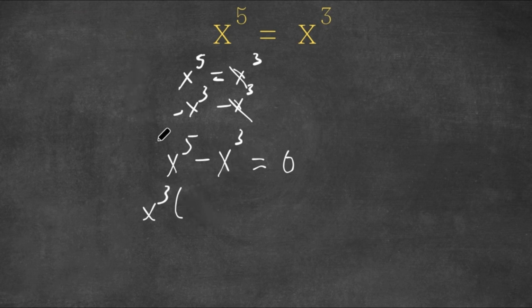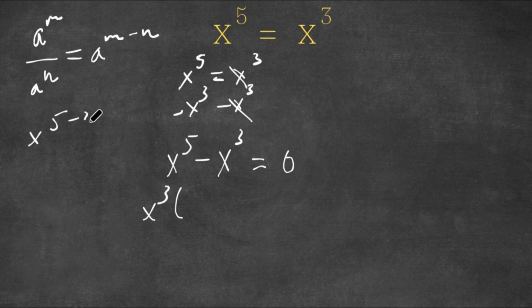So now I get, well, x to the power of 5 divided by x to the power of 3. Let's say we have a to the power of m divided by a to the power of n. This is equal to a to the power of m minus n. So x to the power of 5 divided by x to the power of 3 would equal x to the power of 5 minus 3, which is equal to x to the power of 2. So I have x to the power of 3 times x to the power of 2 minus x to the power of 3 divided by x to the power of 3 is simply 1. And this is equal to 0.